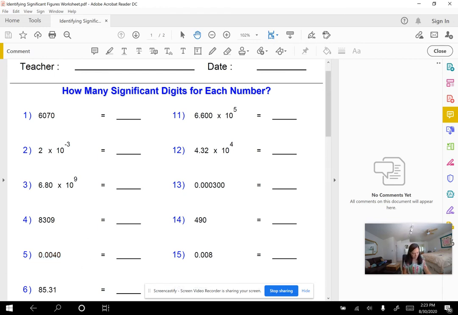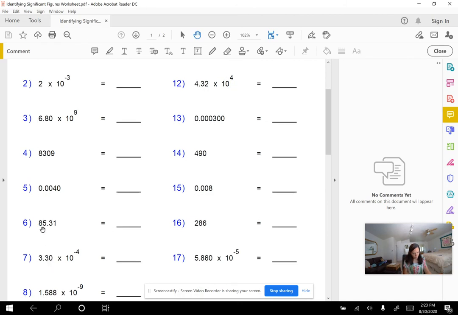Number 6, we have 1, 2, 3, 4 digits that are significant, all non-zero numbers, so they're all significant. Number 7, we have 3 digits that are significant. This 0 at the end, once again, it's after the non-zero numbers, and I have a decimal. So that means that 0 is significant.